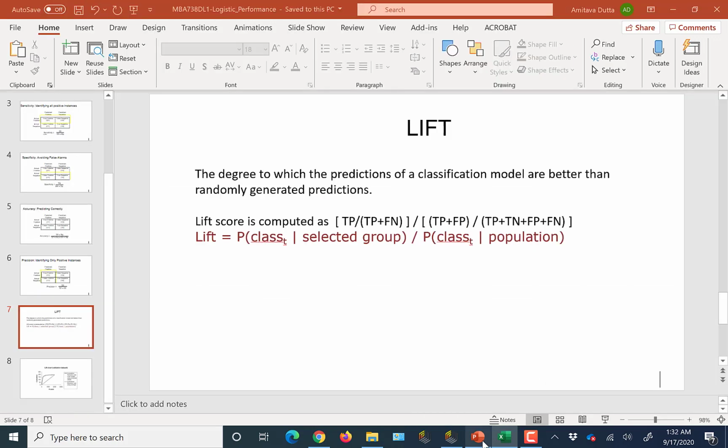Coming back to the PowerPoint slide that we had, here's the formula for lift, but just informally, what is lift trying to compute?